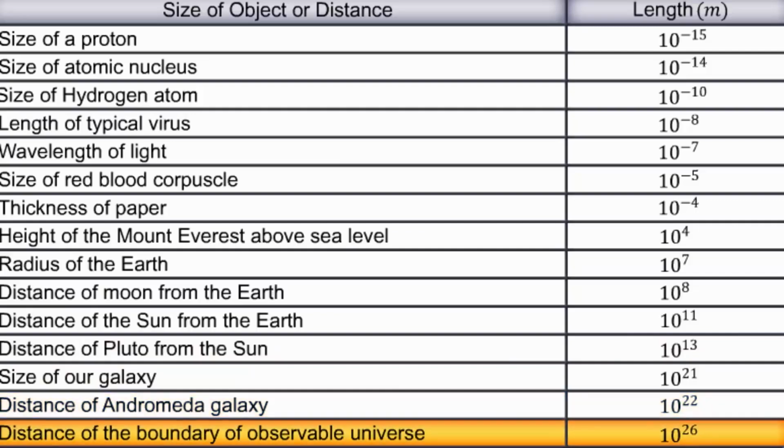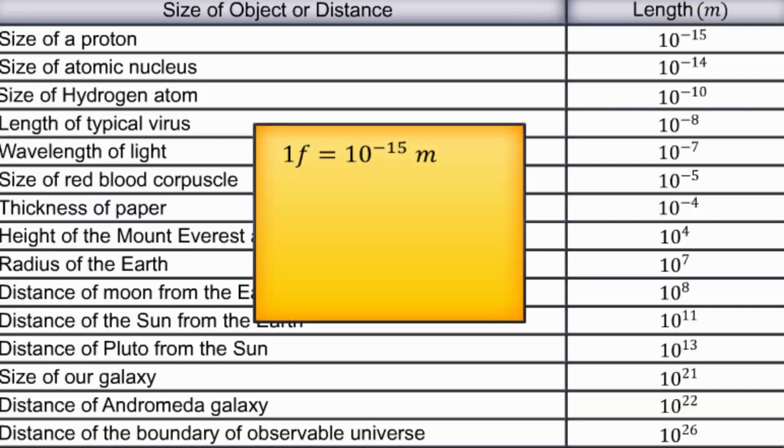Some of these units are named for usability purpose, such as Fermi, denoted by small letter f, which is equal to 10 to the power minus 15 meter. Angstrom, denoted by accented A, equal to 10 to power minus 10 meter. Astronomical unit, denoted by AU, that measures average distance of the Sun from the Earth, which is equal to 1.496 into 10 to the power 11 meter.